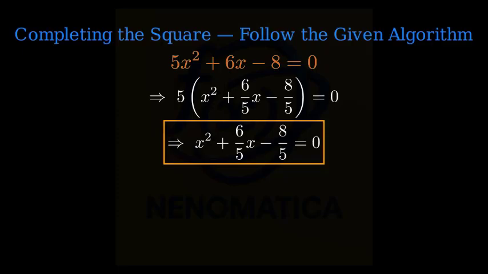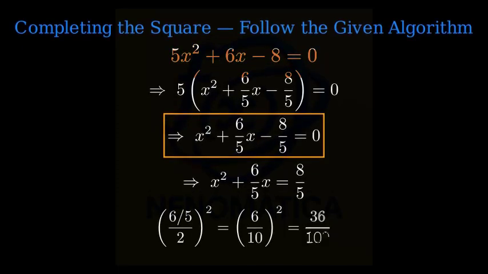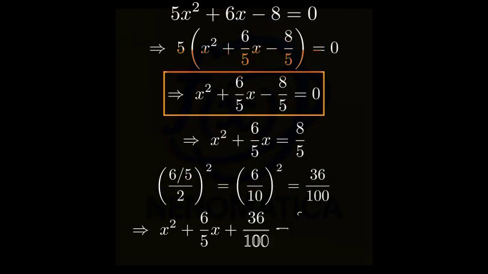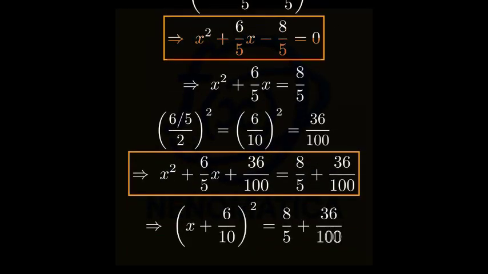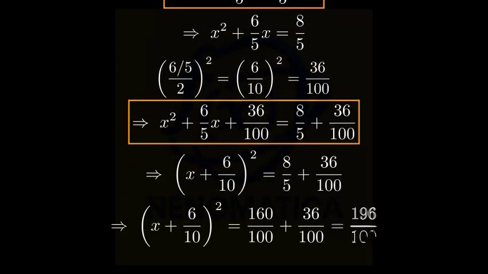Step 2. Move the constant to the right side. Step 3. Complete the square. Half of 6/5 is 6/10, and 6/10 squared is 36 over 100. Add this exact value to both sides. Step 4. The left side is now a perfect square. On the right, convert 8/5 to 100ths and add: 160 over 100 plus 36 over 100 equals 196 over 100.